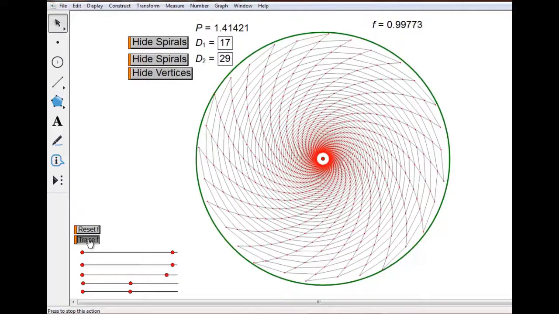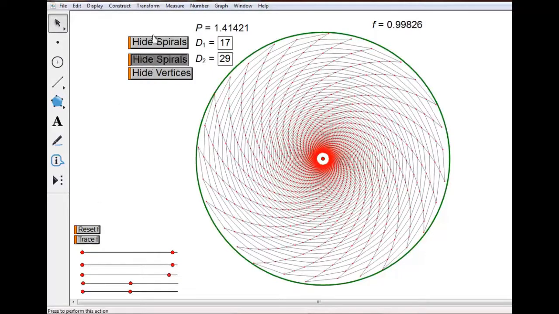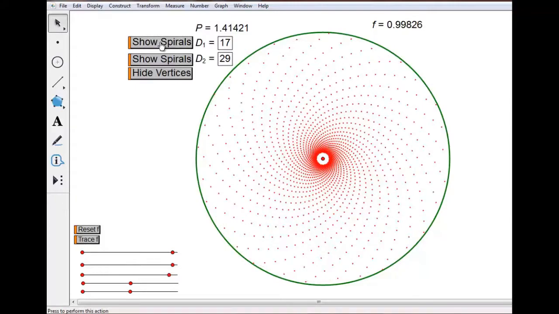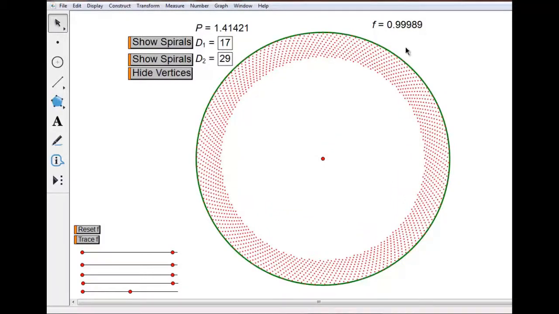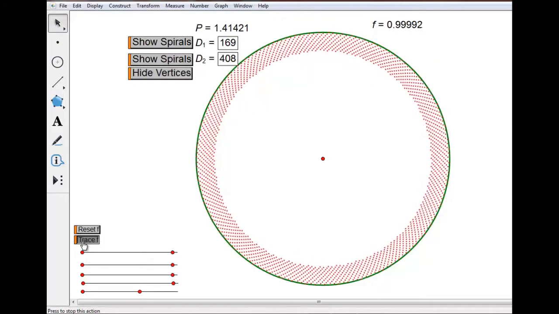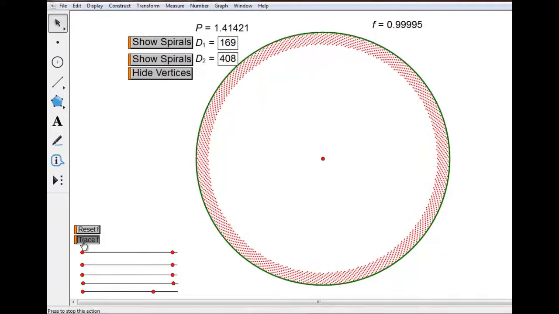When I go out as far as my computer's precision will allow, I see evidence of the rational approximation 239 over 169. It's interesting that the denominator is a perfect square. I could try the next denominator, 408. The spirals do look like they are more in the radial direction, but I can't make a very good picture of it with this sketch.